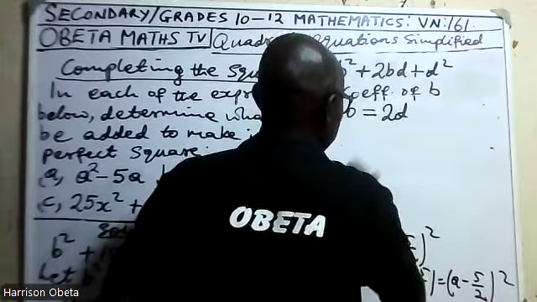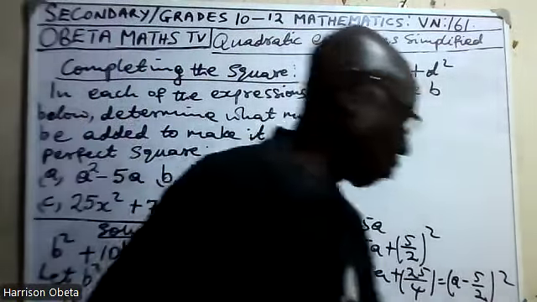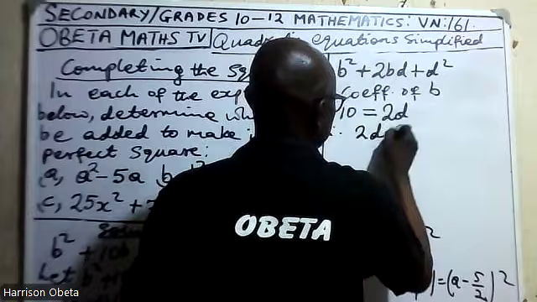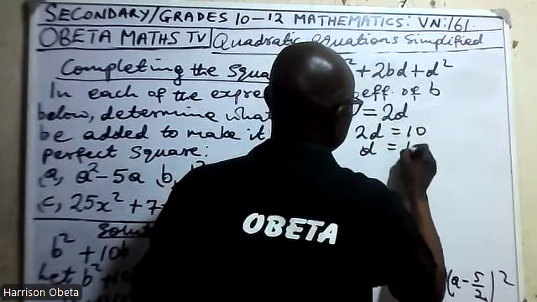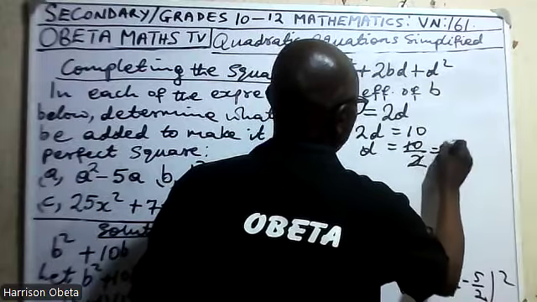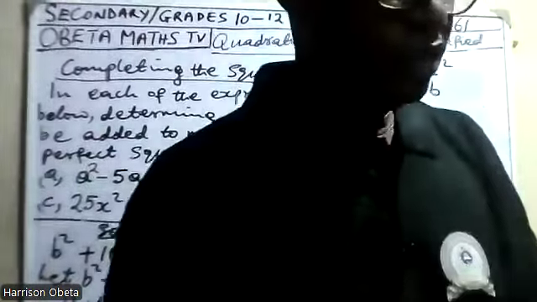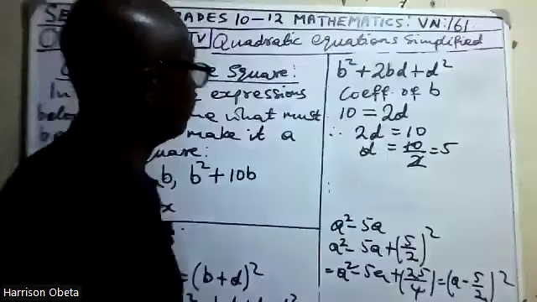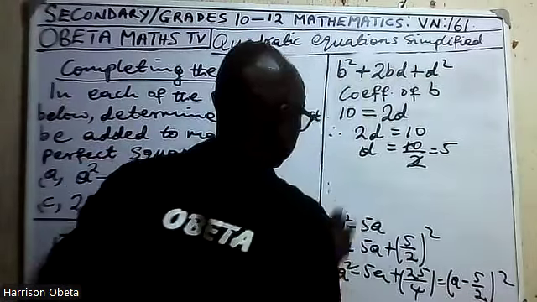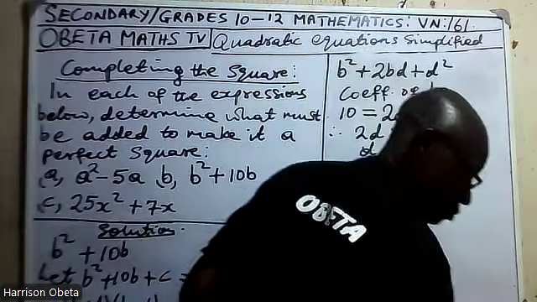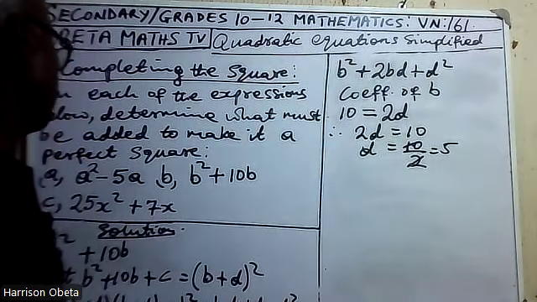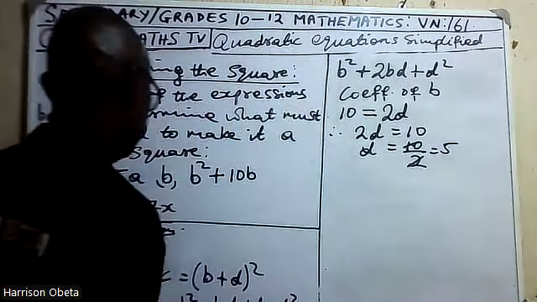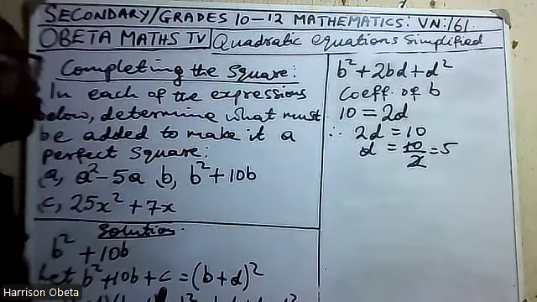So we move on. And then from here, you can see that we can easily find the value of D. Therefore, 2D is 10, D equal to 10 over 2. You divide and that will give us 5. So we have seen that the value of D is 5. And then that means that if you compare, you discover that this C corresponds to D squared.